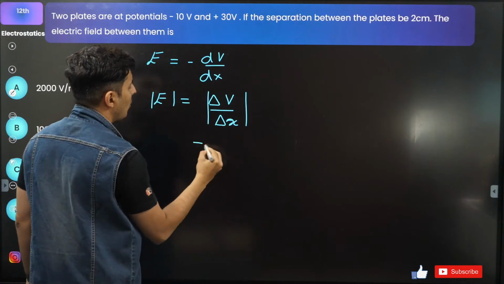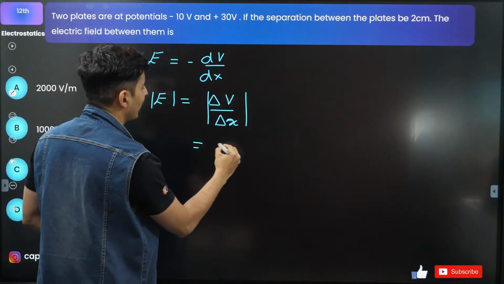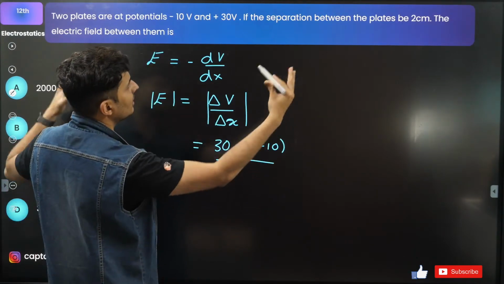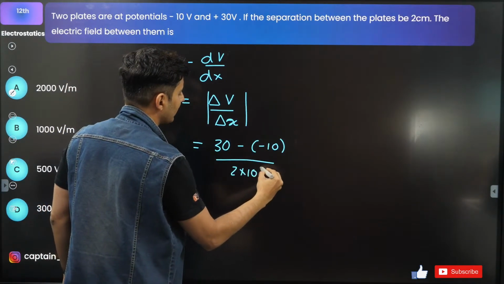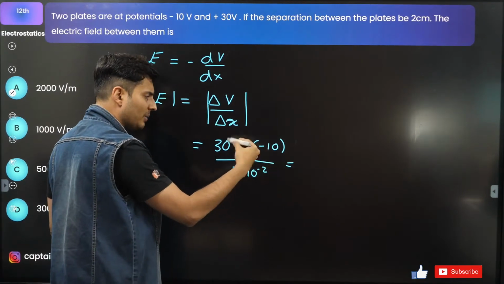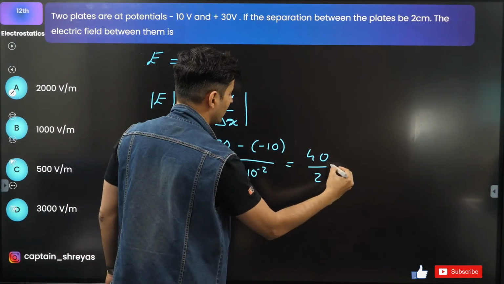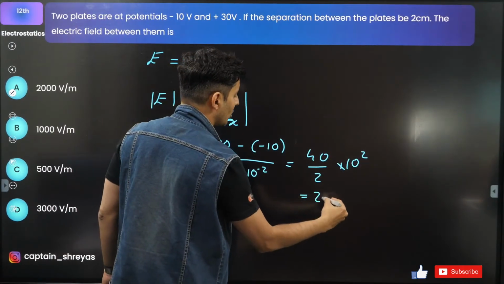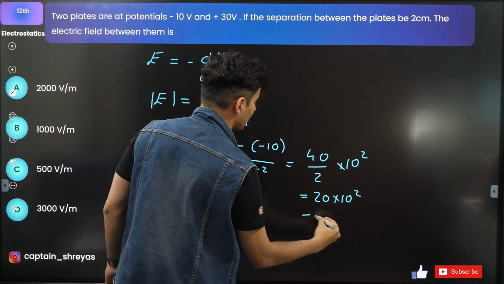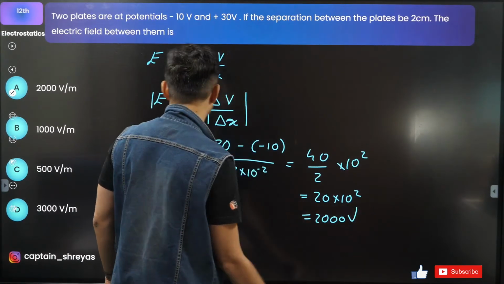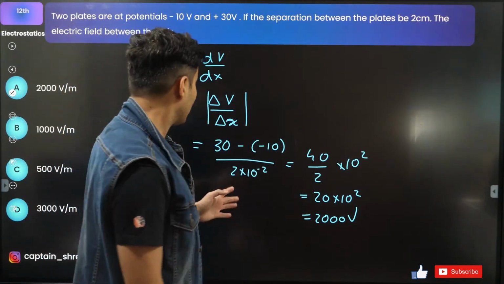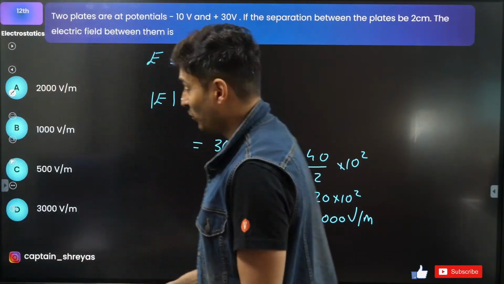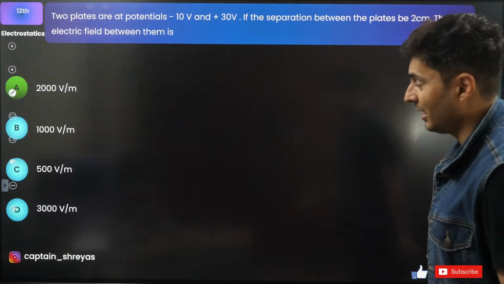So what is the voltage difference? One is 30 and the other is minus 10. The separation is 2 centimeters. 30 minus minus becomes plus, so it will be 40 divided by 2 times 10 to the power 2. So 40 by 2 is 20, so 20 into 10 to the power 2, that's going to be 2000 volts per meter, because I have divided by distance. So 2000 volts per meter. That's the answer, option A.